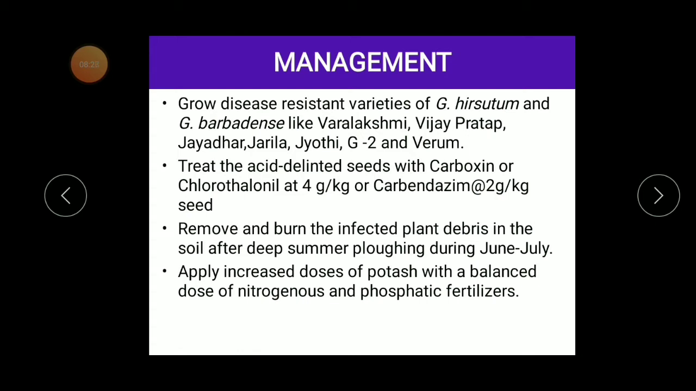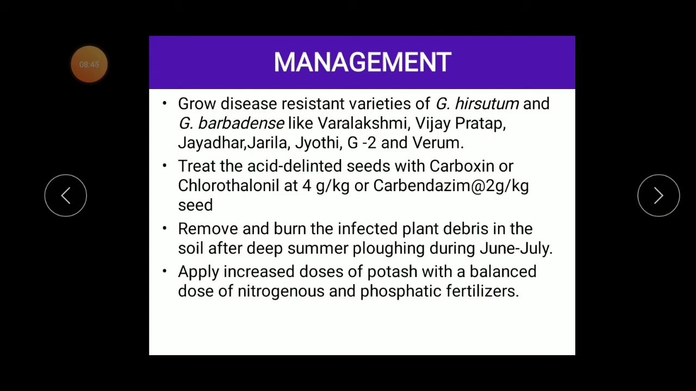We can also remove and burn the infected plant debris in the soil after deep summer plowing during June and July, because this disease also comes into the field through infected plant debris. So we have to remove the plant debris from the field.